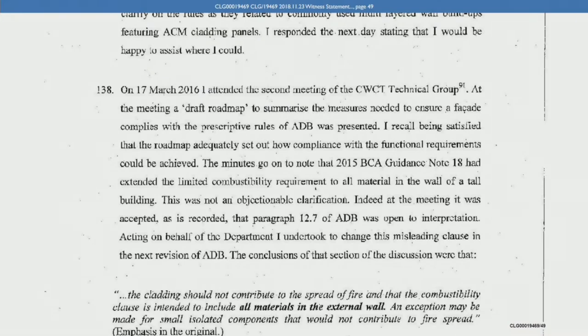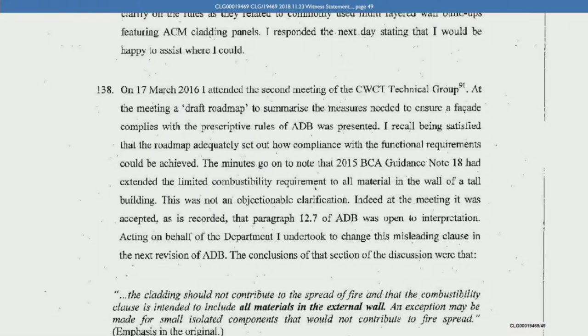This was not an objectionable clarification. Indeed, at the meeting, it was accepted, as is recorded, that paragraph 12.7 of ADB was open to interpretation. Acting on behalf of the department, I undertook to change this misleading clause in the next revision of ADB. The conclusions of that section of the discussion were that, and then quotes, the cladding should not contribute to the spread of fire, and that the combustibility clause is intended to include all materials in the external wall, in bold, in the original. An exception may be made for small, isolated components that would not contribute to fire spread.